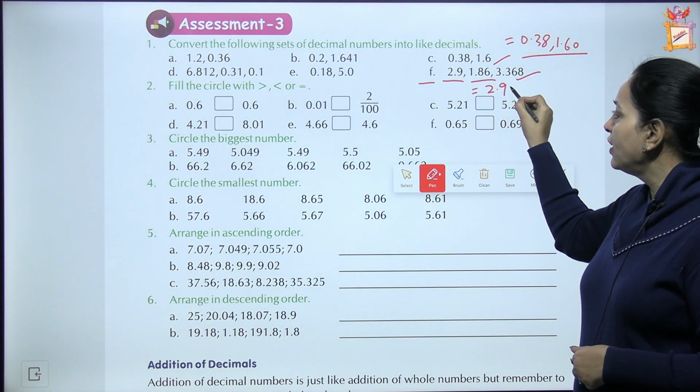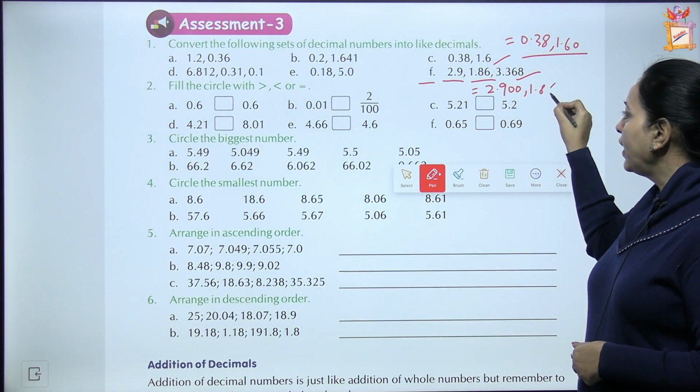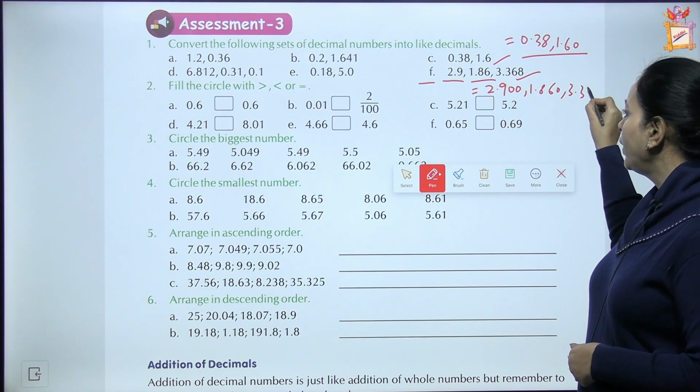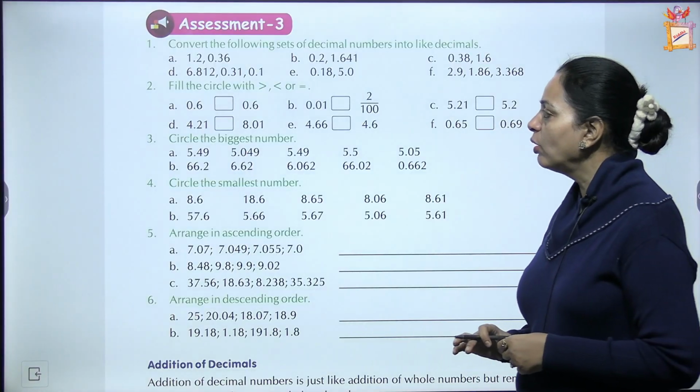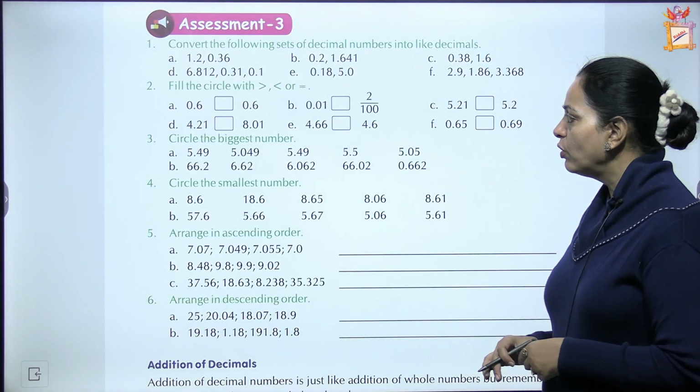So 2.900, 1.860 and 3.368. Okay. Now the second one, fill the circle with greater than, less than or equal to sign.